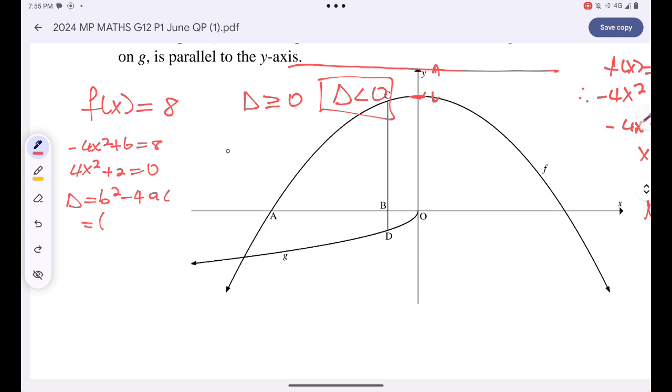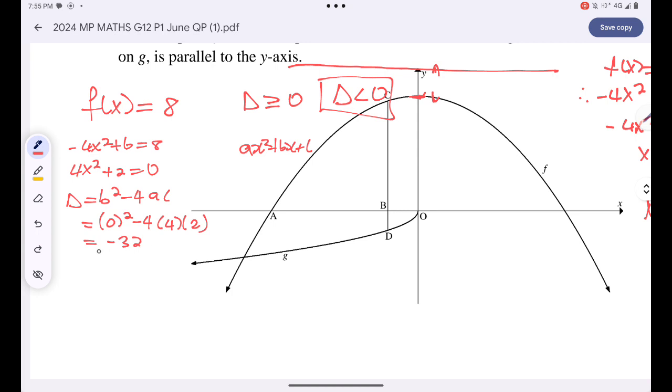Remember that, guys, my quadratic equation should be in terms of ax squared plus bx plus c. Since I do not have the middle term, it simply means that b is equal to 0. Then a is 4, c is 2. This means delta is just equal to negative 32.